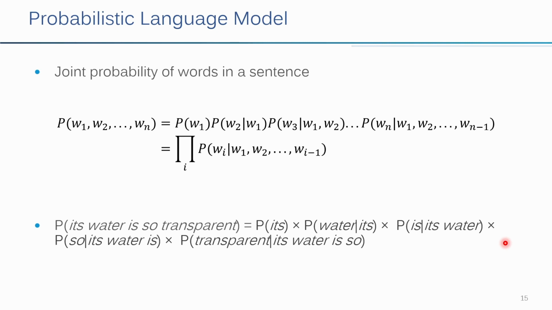More mathematically, you're just multiplying every single conditional probability. The sequence of previously seen words gets bigger. So for our example, to calculate the probability of "its water is so transparent," I first do "its," then the probability of "water" given "its," then "is" given "its water," and so on. All right?